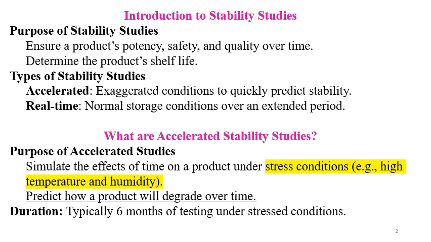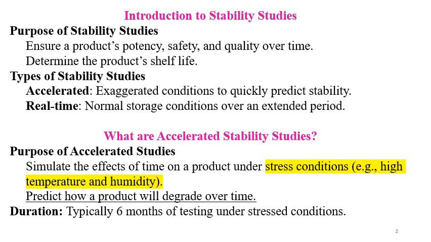There are three different types of stability conditions: accelerated condition, real-time condition or long-term condition, and the intermediate condition. Accelerated condition is that condition in which the temperature and humidity are high. Accelerated condition is an exaggerated condition to quickly predict the stability. And long-term condition or real-time condition is the condition at which the storage conditions are normal, which are generally recommended for the product storage, and these are over an extended period.